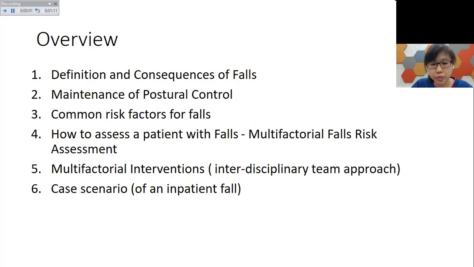Based on the learning objectives, we'll be covering the following topics: the definition and consequences of falls, to understand what is required for the maintenance of postural control, to review the common risk factors for falls, and learn how to assess a patient with falls based on the multifactorial fall risk assessment tool. Lastly, to look into the multifactorial interventions that is best delivered through an interdisciplinary team approach. And going through the case scenario to better understand how to assess a patient who sustains a fall during hospitalization.